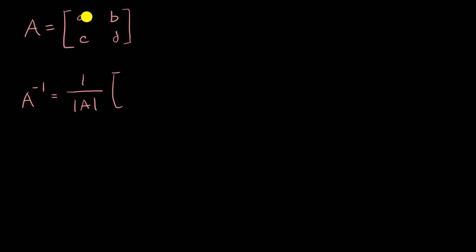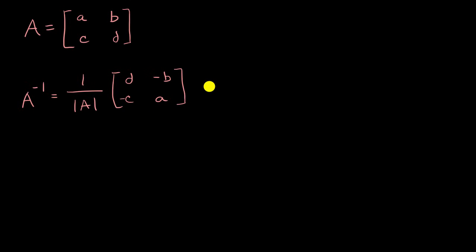And that's, you are swapping the A and the D. So you have a D here and an A here. And you're making the B and the C negative. And this works for a 2 by 2. When you go to the 3 by 3 case, it gets a little bit more complicated. So we're going to have a negative B here and a negative C here.